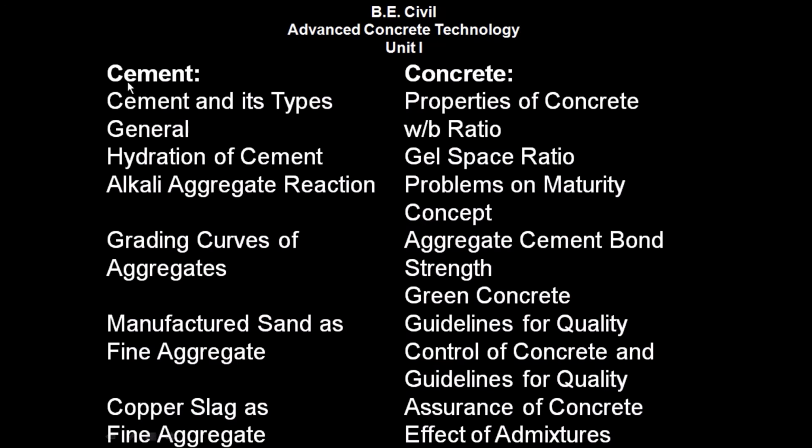It includes the cement and its types, general, hydration of the cement, alkali aggregate reaction, grading curves of the aggregate, manufactured sand as the fine aggregate, copper slag as fine aggregate. It also includes the concrete, properties of concrete, water binder ratio, gel space ratio, problems on maturity concept, aggregate cement bond strength, green concrete, guidelines for the quality control of the concrete and the guidelines for the quality assurance of the concrete, and the effects of admixtures.